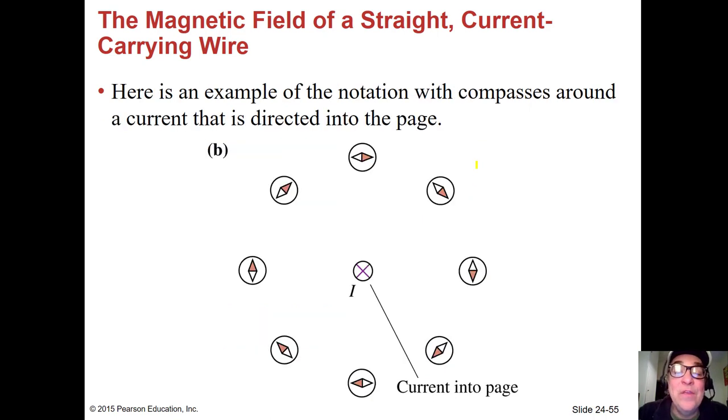Okay, so using this new notation, you see the crosshairs here. That means the current's into the page. So if you put your thumb in the direction of the current into the page, the magnetic field lines are wrapping around this way.